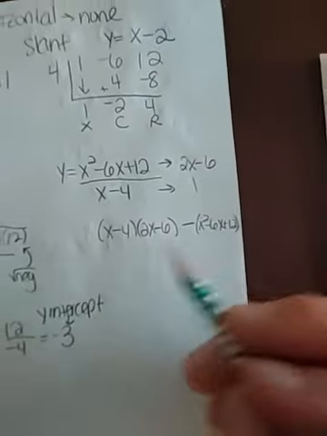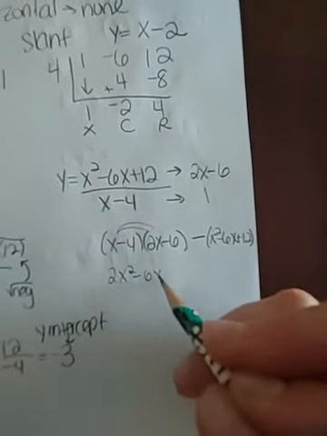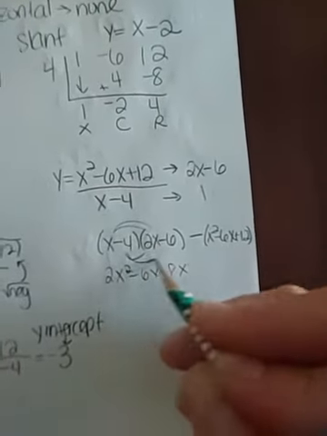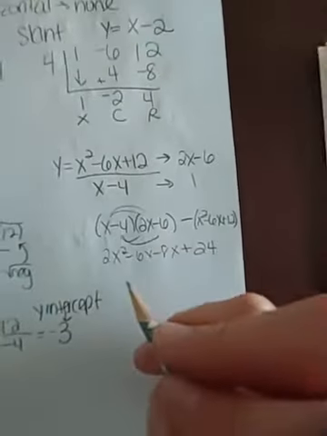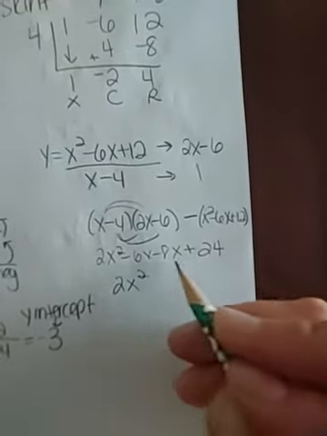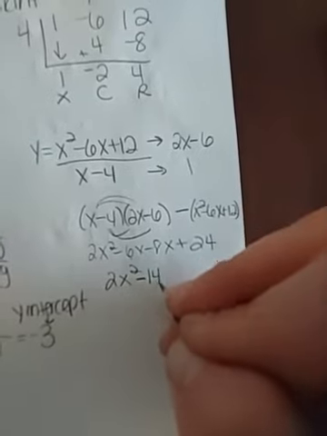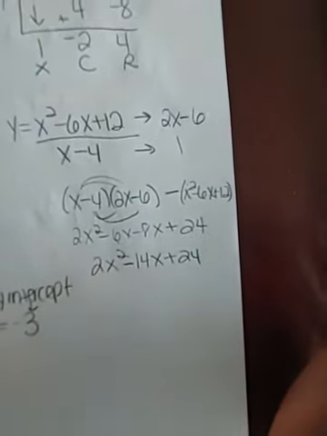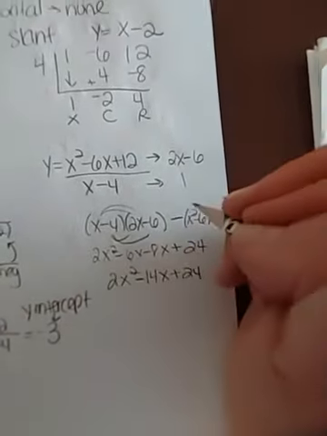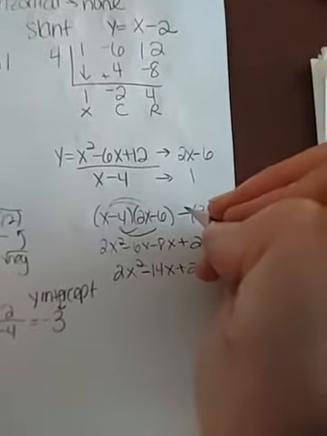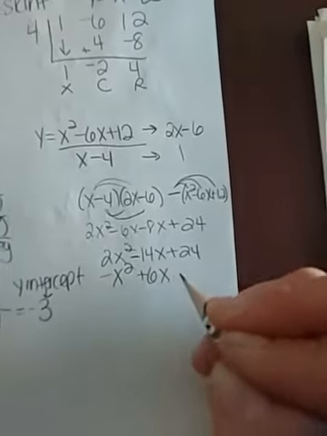All right, so now I have to multiply this out. So I have 2x squared minus 6x minus 8x plus 24. Okay, so I have 2x squared, these combine, negative 14x plus 24. All right, and now I have to subtract this. I'm just going to put it underneath it just because I'm running out of a little room, and I can line up my terms that way. So I have negative x squared plus 6x minus 12.